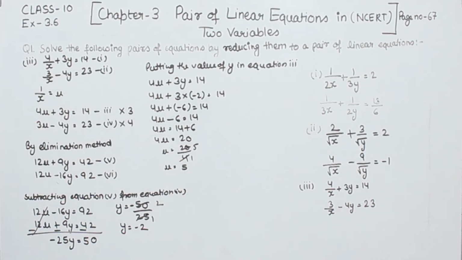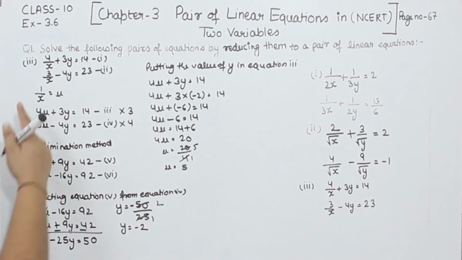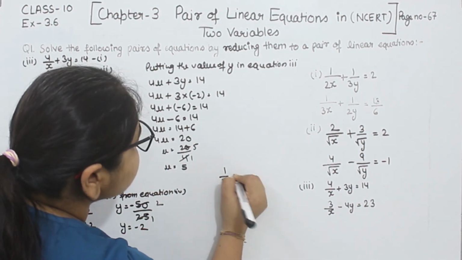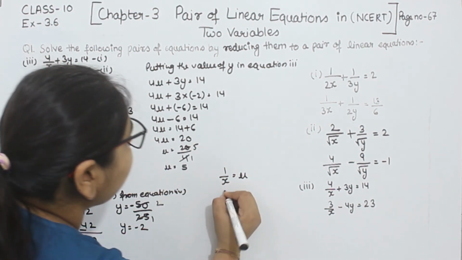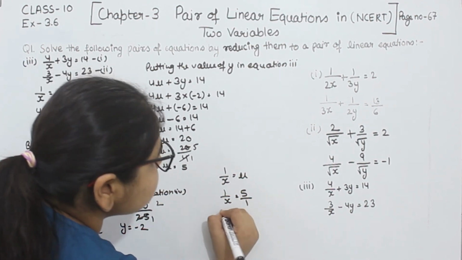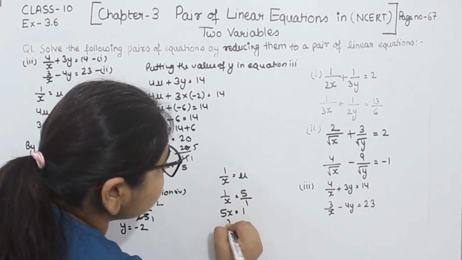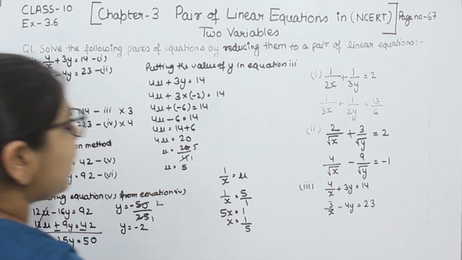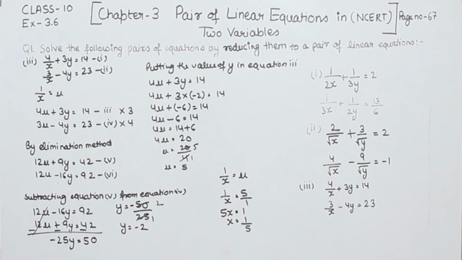Now we have to find the value of x, we are having the value of y here. So we are going to write here 1 by x is equal to u, and 1 by x, the value of u we are having is 5. We have to cross multiply. So 5x is equal to 1, x is equal to 1 by 5. The value of y we are having is minus 2, and the value of x we are having is equal to 1 by 5. This one we are having is part 3. With this one we have completed the 3 parts. In the next video we are going to start with parts 4, 5 and 6.